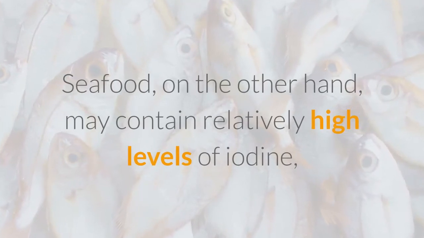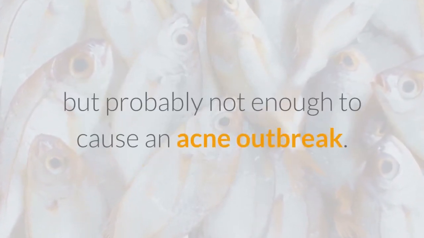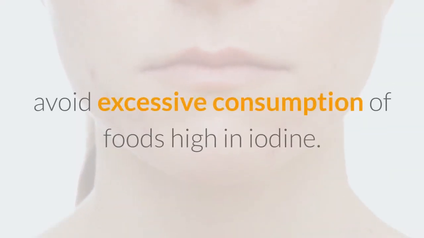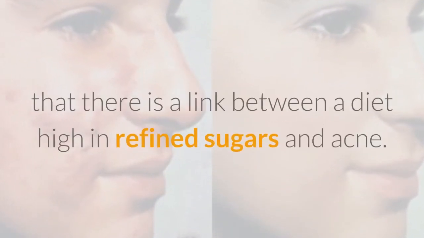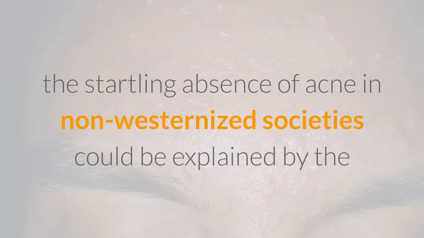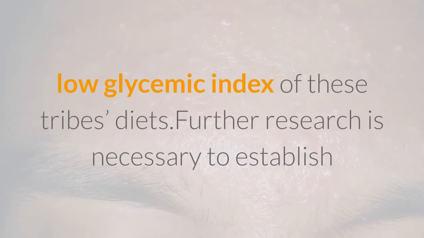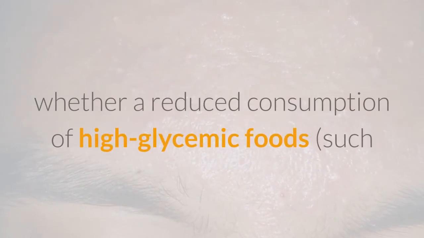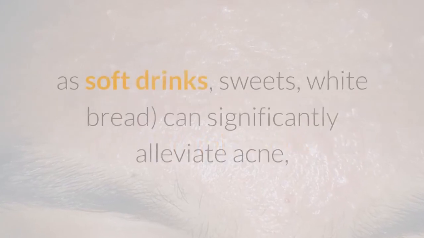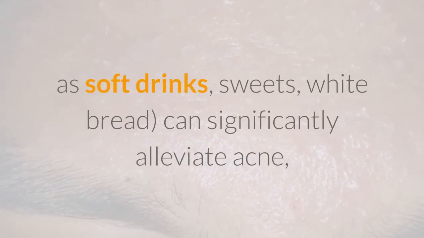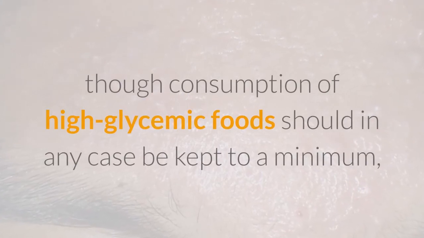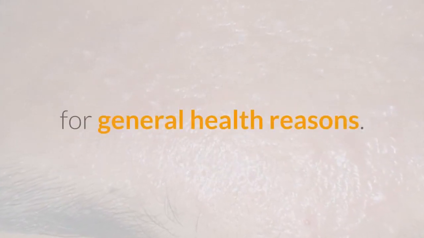Seafood, on the other hand, may contain relatively high levels of iodine, but probably not enough to cause an acne outbreak. Still, people who are prone to acne may want to avoid excessive consumption of foods high in iodine. It has also been suggested that there is a link between a diet high in refined sugars and acne. According to this hypothesis, the startling absence of acne in non-westernized societies could be explained by the low glycemic index of these tribes' diets. Further research is necessary to establish whether a reduced consumption of high glycemic foods, such as soft drinks, sweets, white bread, can significantly alleviate acne, though consumption of high glycemic foods should in any case be kept to a minimum, for general health reasons.